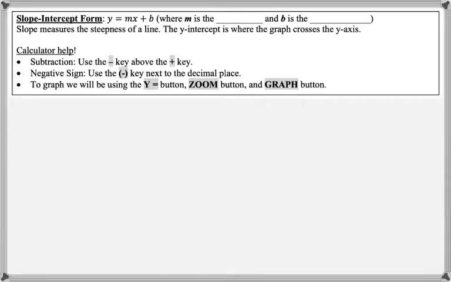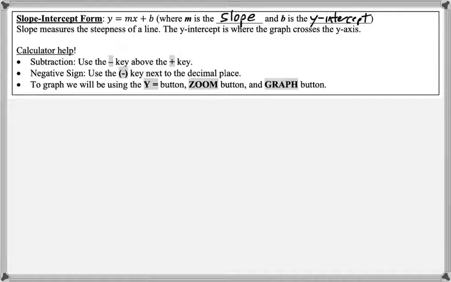This section is on lines, and the most important form for a line is the slope-intercept form. And that is y is equal to mx plus b, where m is the slope and b is the y-intercept. Now the slope measures the steepness of a line, and the y-intercept is where the graph crosses the y-axis.